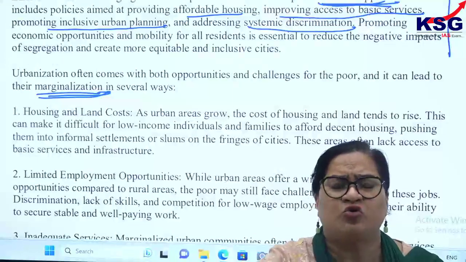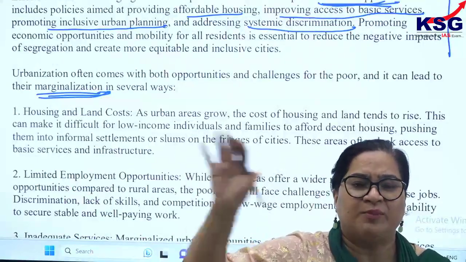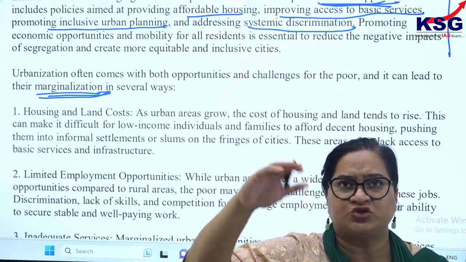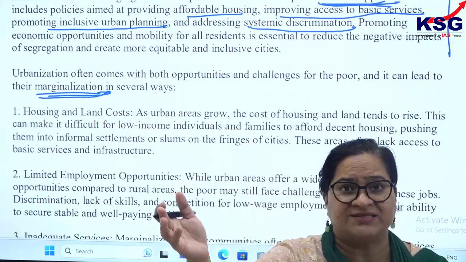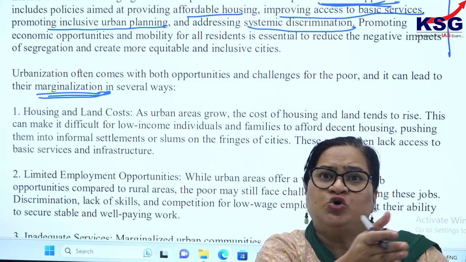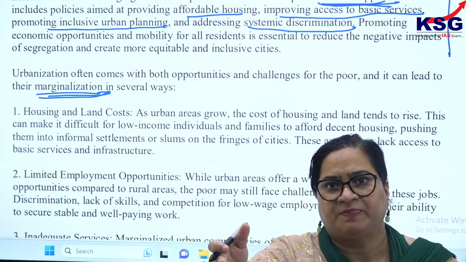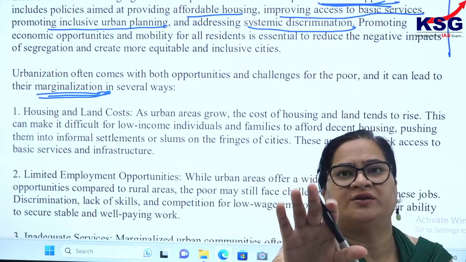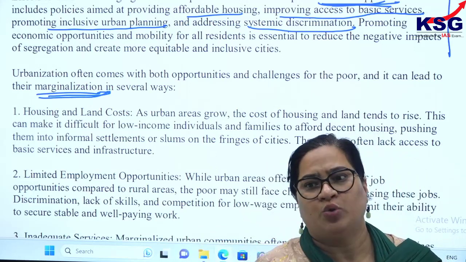Marginalization means you are thrown to the corner, you are marginalized. Many people will think segregation and marginalization are one and the same thing. Segregation is separating you and making you different. Marginalization, after differentiating, you are pushed to the corner. Okay, so that's an extreme version.